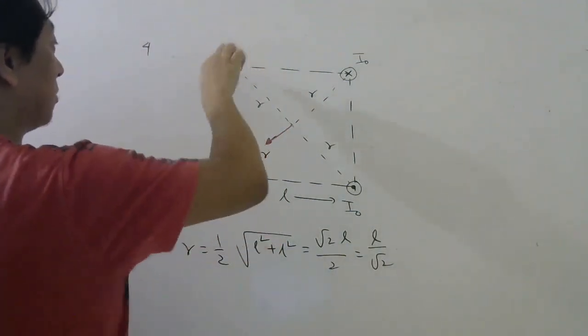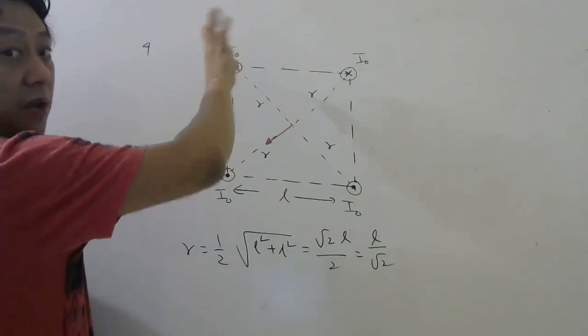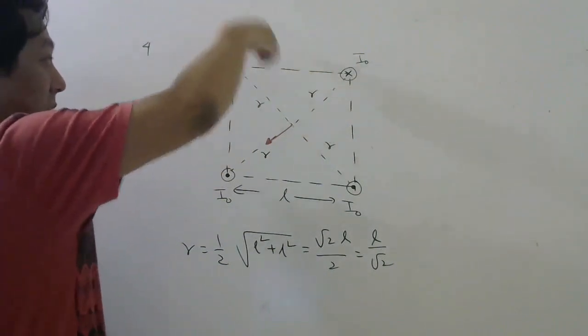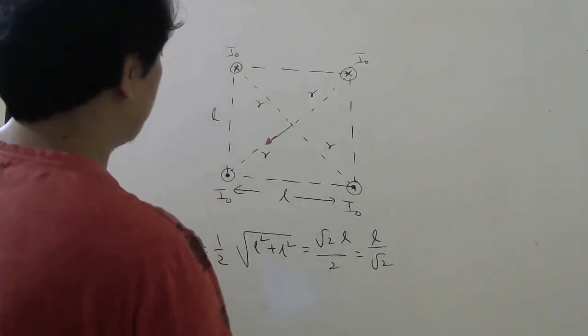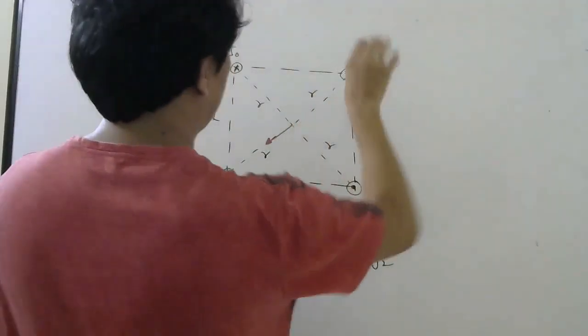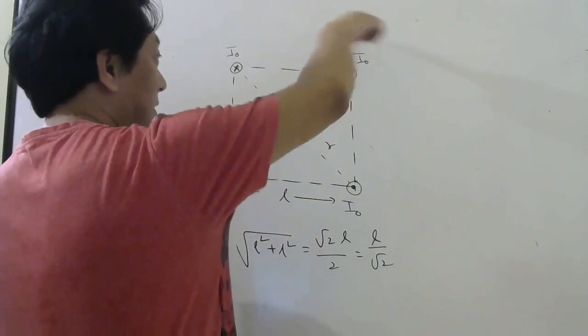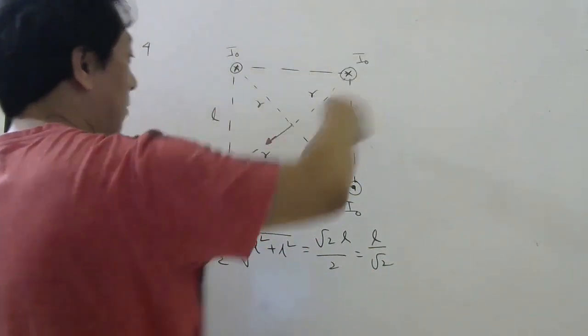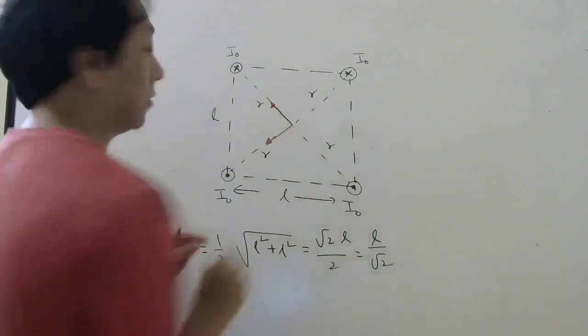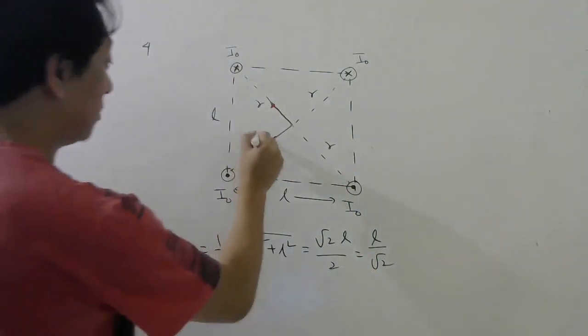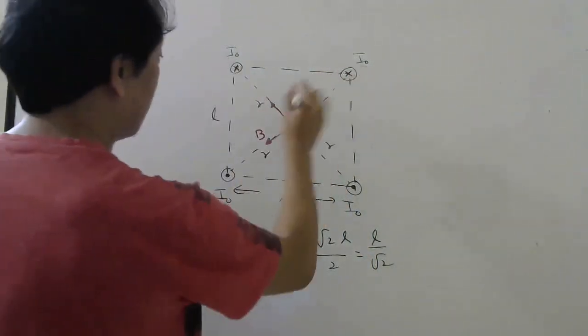Cross means it is into, right? Into means you have to put your thumb like this, so the curl of the fingers will give the magnetic field. So here it will be like this. Similarly, due to this, it is into, so it will be like this. This is the magnetic field due to this wire, and this is due to this wire.